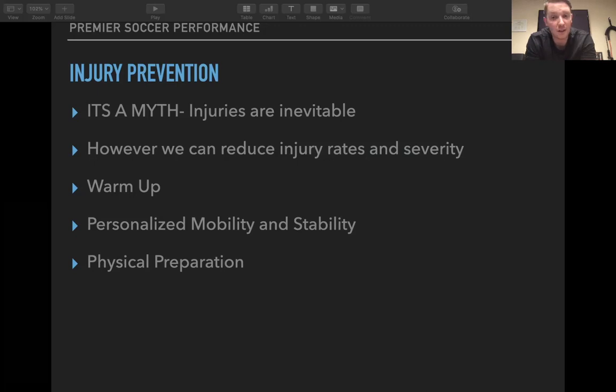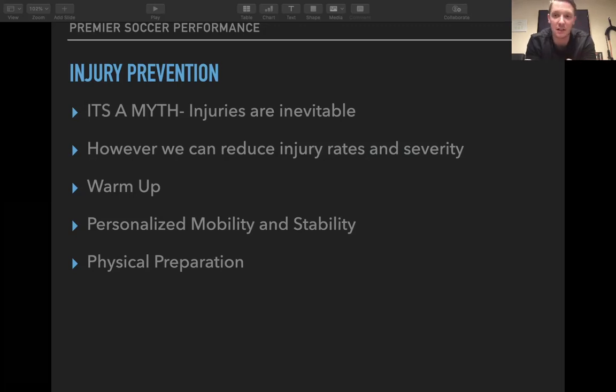Okay. The other thing that we can do to reduce it is our load management. So we already had a module on that also with the acute chronic workload. The personalized individual program, obviously, with the mobility and stability. And then obviously physical preparation, right? Are your athletes strong enough, powerful enough, agile enough, or even conditioned enough to withstand the forces and the stresses of your sport? If they're not physically prepared, they're going to get injured. Simple as that. That's why strength and conditioning is such a vital component of injury prevention, not just the mobility and stability piece or the warm-up piece.